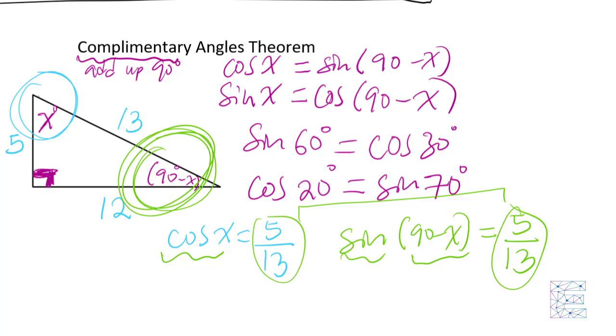So that concludes this lesson on special right triangles. Be sure you know how to use the 45-45-90, the 30-60-90, and be very well conversant with the complementary angles theorem.